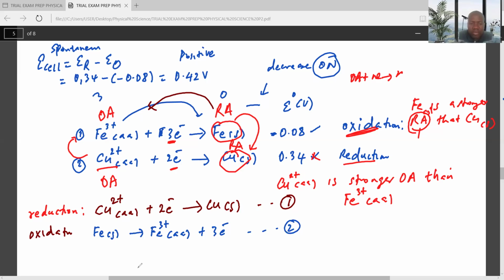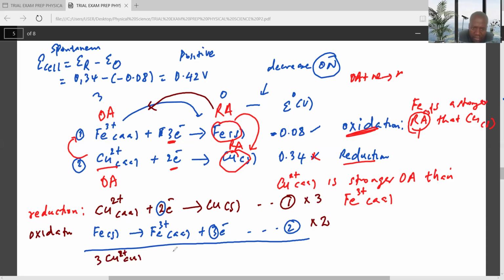Okay, now we can balance the electrons to have an overall equal reaction. Look at this. We have 2 electrons there, and then we have 3, and we need to balance them. To balance them, they must both be 6. To do that, you multiply this equation by 3 and this one by 2, because 3 times 2 is 6, 2 times 3 is 6. So it will be 3 copper ion plus 6 electrons give rise to 3 copper as a solid.